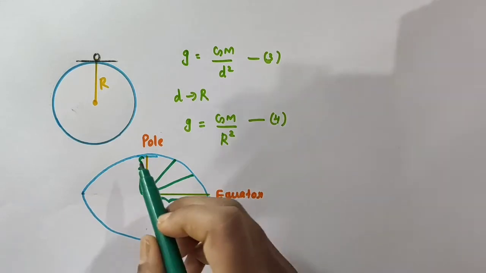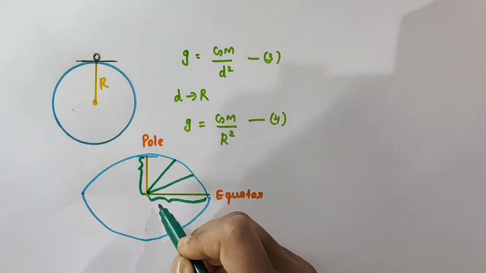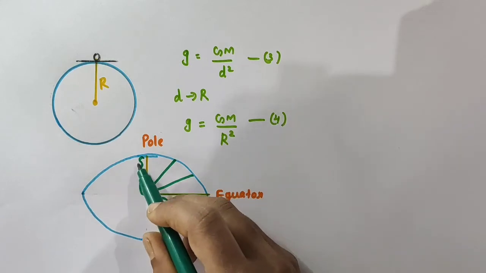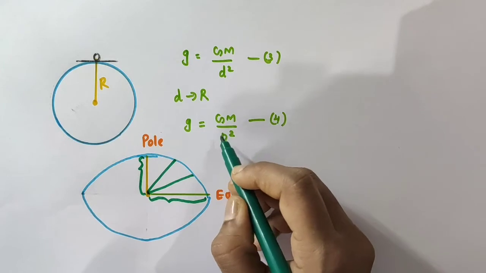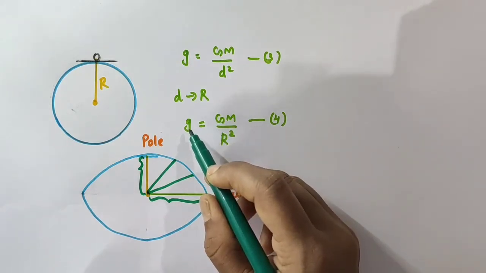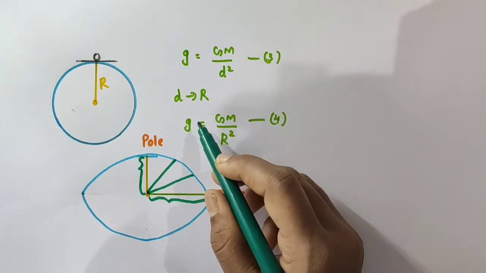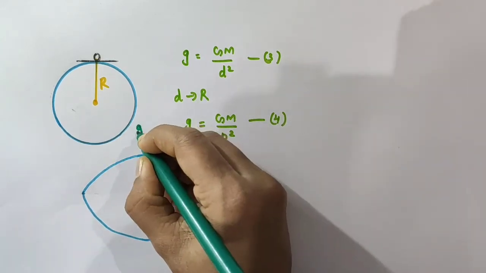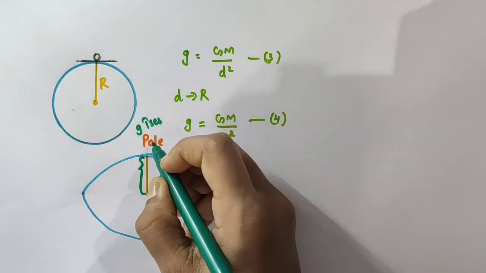When we take the polar regions, the radius from the center of the earth to the pole is less. So, when the radius is less, the denominator is less. When the denominator is less, the total value, that is the g value, will be more. That is, when the denominator decreases, g value increases. So here the g value will be more.